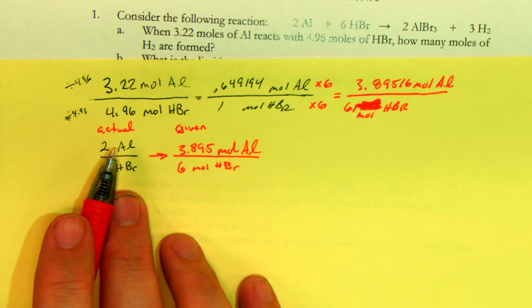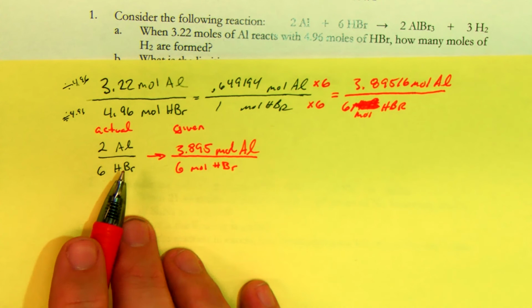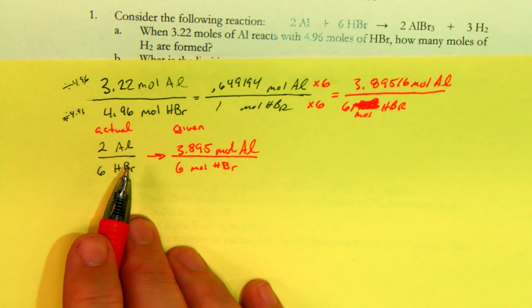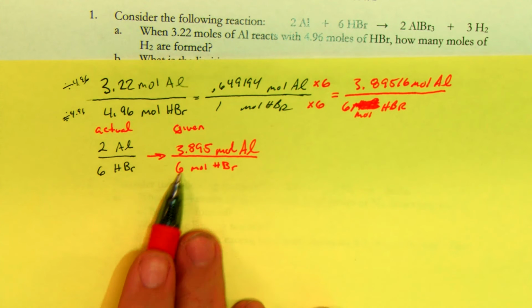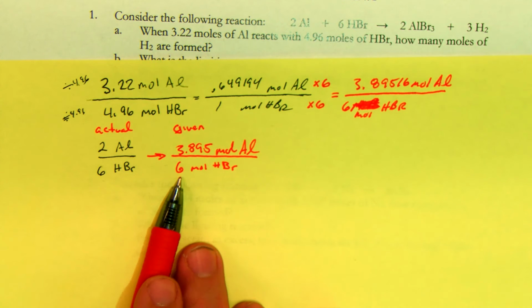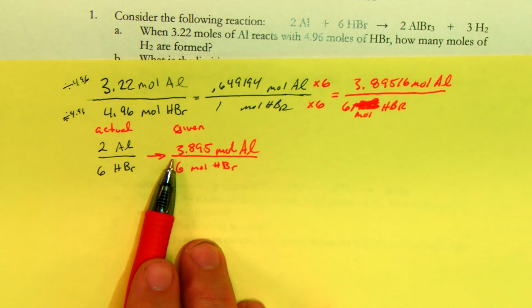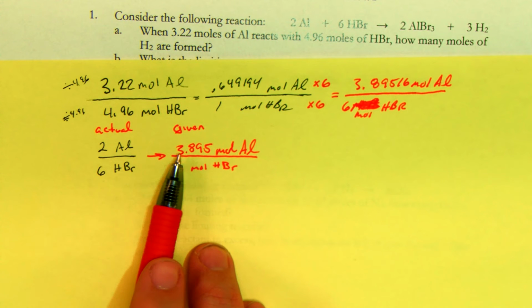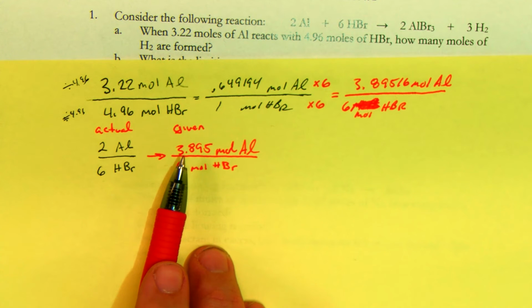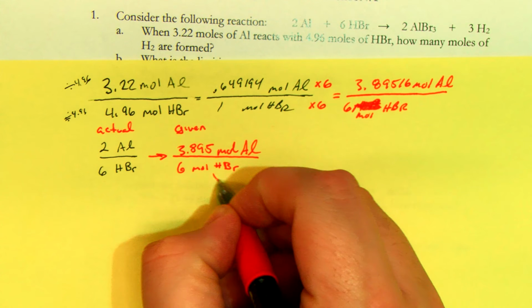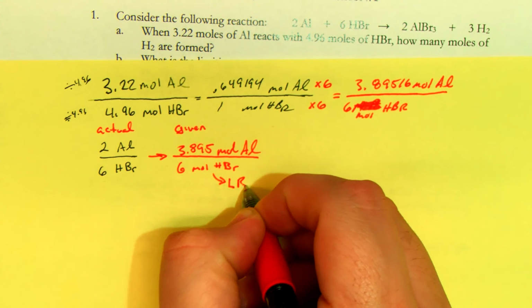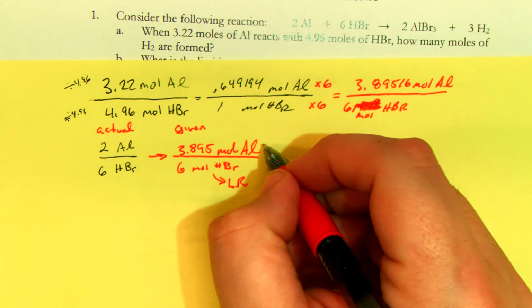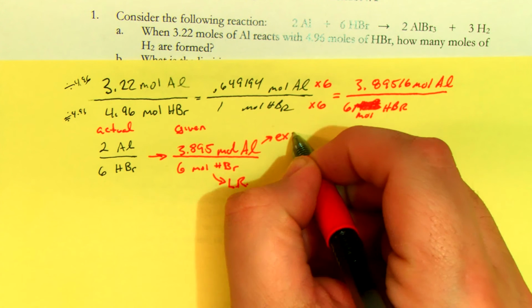Now, if I use up 2 aluminums, I'm going to use up 6 HBr. So if I use up the 6 HBr, I use up 2 there. Is the HBr gone? Is this gone? No. So there's more of the aluminum left over. So what's going to be my limiting reactant? What's going to stop first? Yeah, this guy is going to be my limiting reactant. This guy is going to be the excess reactant.